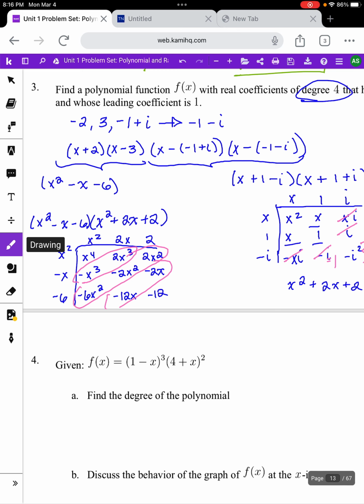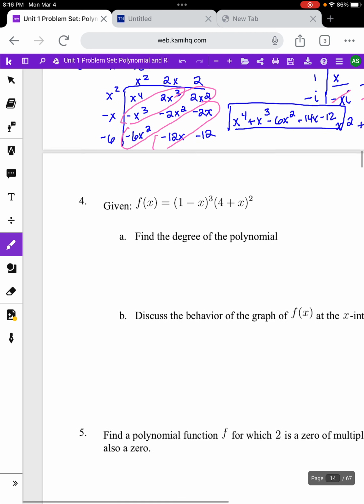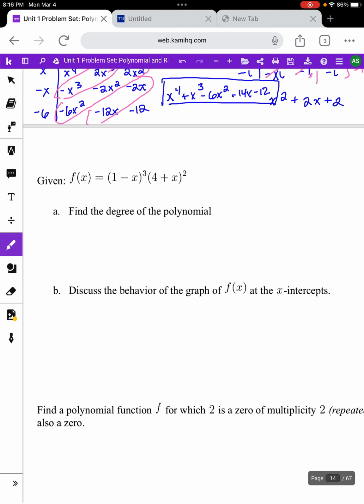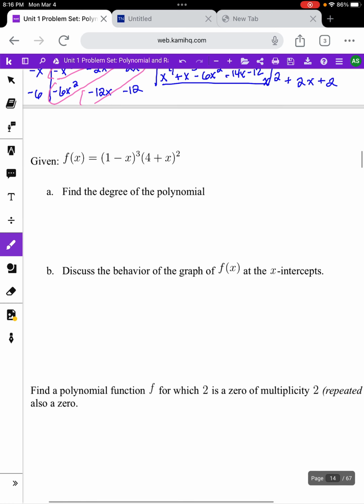So I get x to the 4th plus x to the 3rd. Negative 6 plus negative 2 is negative 8 plus 2 is negative 6, minus 6x squared minus 14x minus 12. That is our equation. All right, given this, find the degree of the polynomial. Easy. 3 plus 2 is 5.